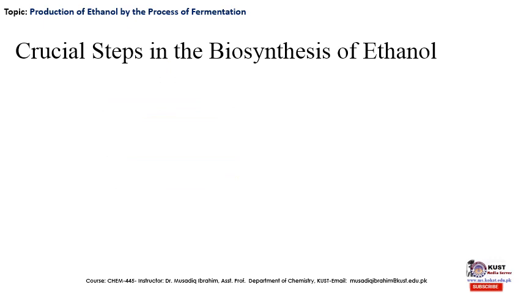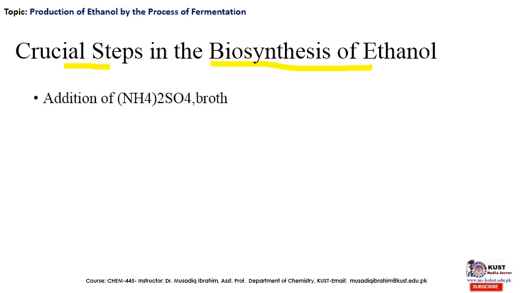Now moving towards the crucial steps in the biosynthesis of ethanol. So first is the addition of diammonium sulfate to the broth. That is a very important step in the production of ethanol. Lowering pH. Normally ethanol is produced at a low pH. So if in the fermentation tank the pH is increased, then the percent yield of ethanol will also be affected.